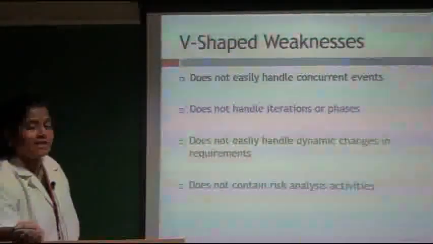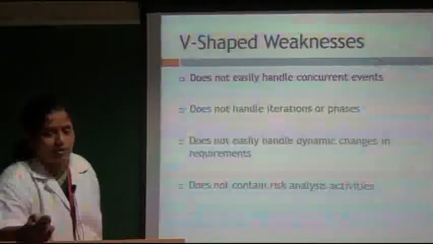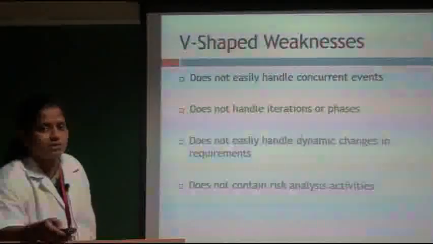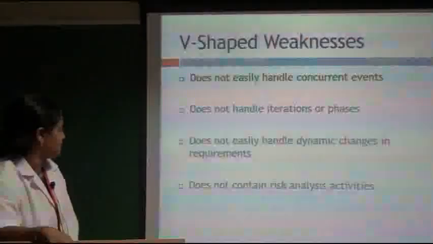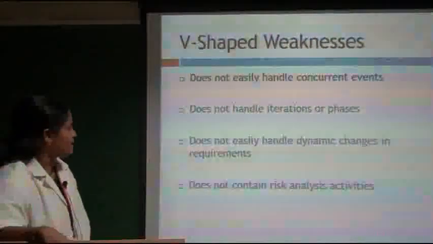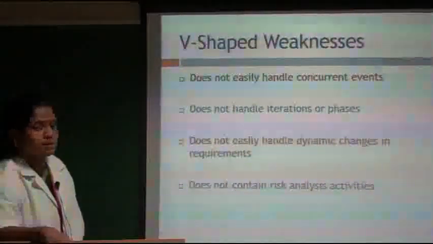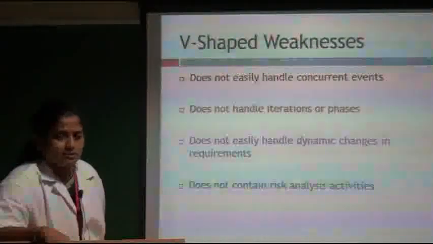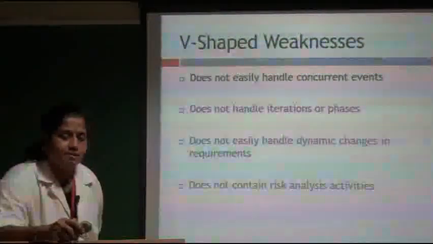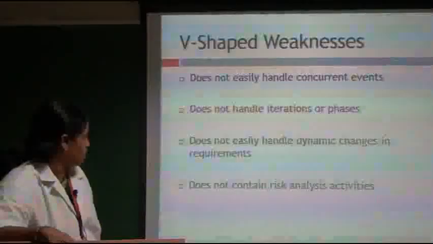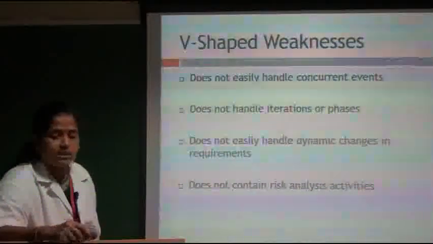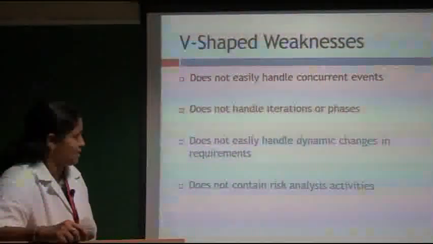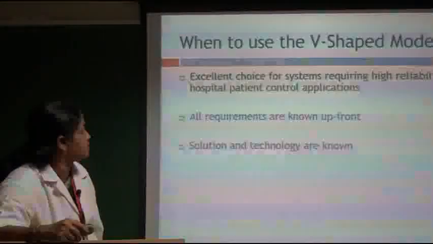It does not handle iteration or phases. Here there is no one after another. Everything is parallel, so it is difficult to handle the iteration here. It does not easily handle dynamic changes in the requirements. It can accept changes to a certain extent, but dynamic changes cannot be done over here, and it does not contain risk exposure. There are no risk analysis activities. There is no risk exposure in this model.